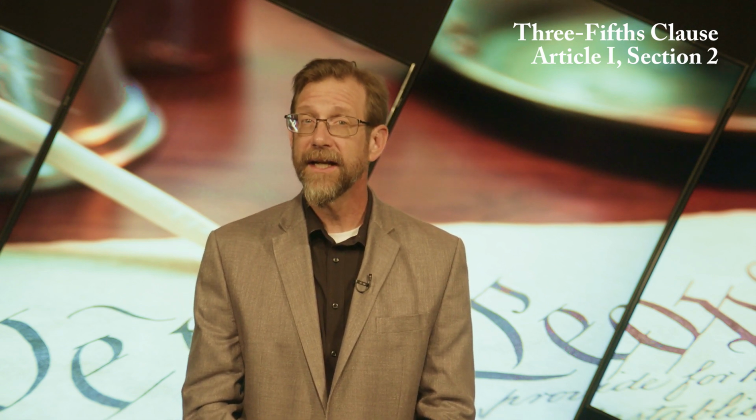Under the original 1787 language of the Constitution, enslaved people were counted as 3/5 of a person for purposes of representation. In other words, when the census was taken of all the people living in the state and the numbers were tallied to determine how many representatives that state received in Congress based on that tally, enslaved people did not count as one whole person, but as 3/5 of a person.